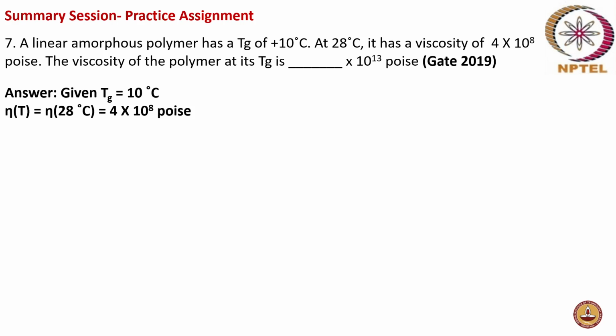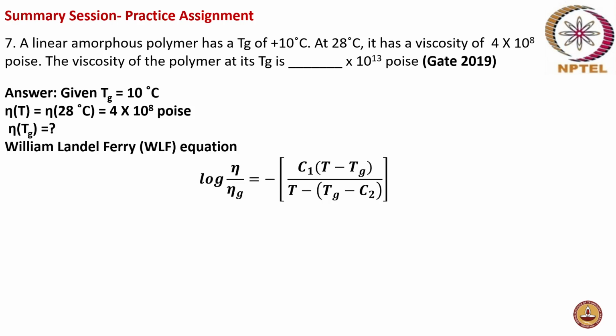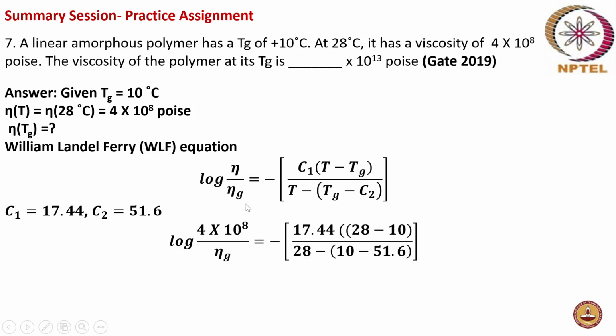The glass transition is 10 degrees, and they have given viscosity at 28 degrees, which is closer to the glass transition temperature. So you have to use your WLF relation. Your WLF equation is log of eta by eta g is equal to minus C1 into T minus Tg by T minus Tg minus C2. These are all constants. The value for C1 in this case is 17.44 and C2 is 51. If you substitute all these, you have all other parameters, except your viscosity at glass transition temperature.